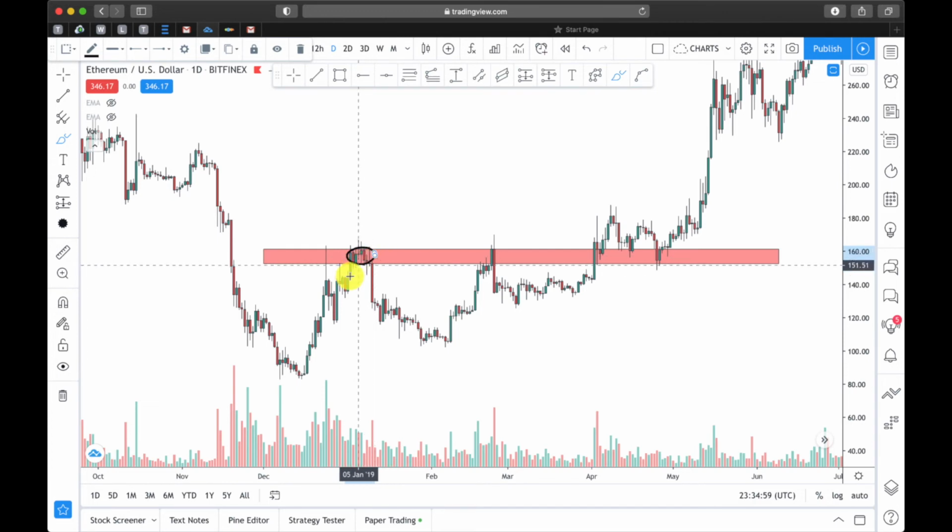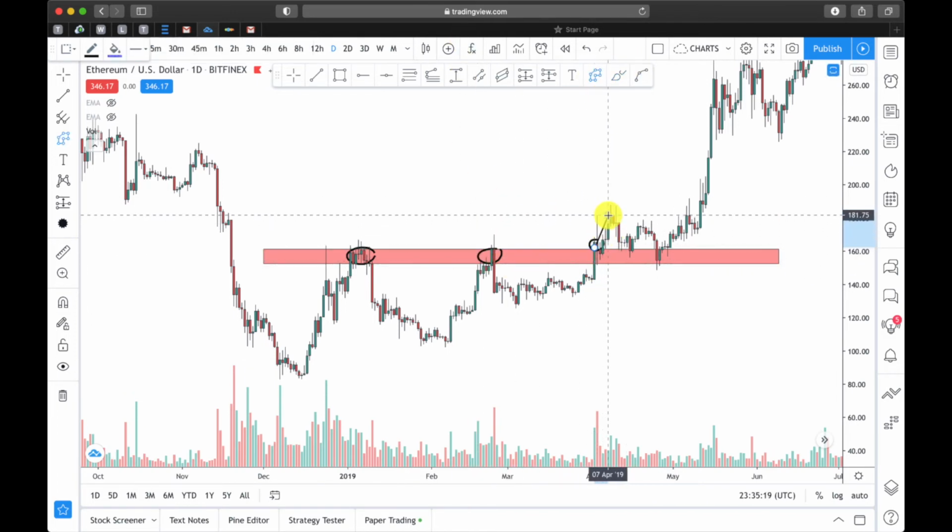You can see when price got there, it came back down. And price got there again, it came back down, right? The price did not break this region. The only time price broke this region was here. So this green candlestick actually broke above this region. When it broke above this region, it went up, right?